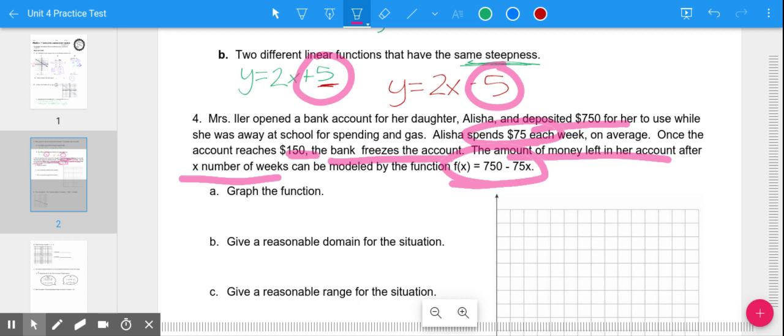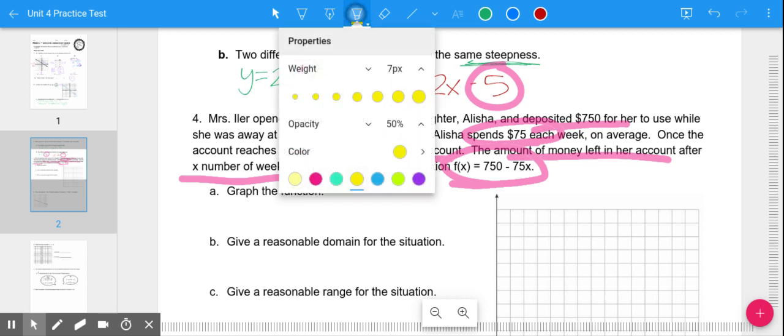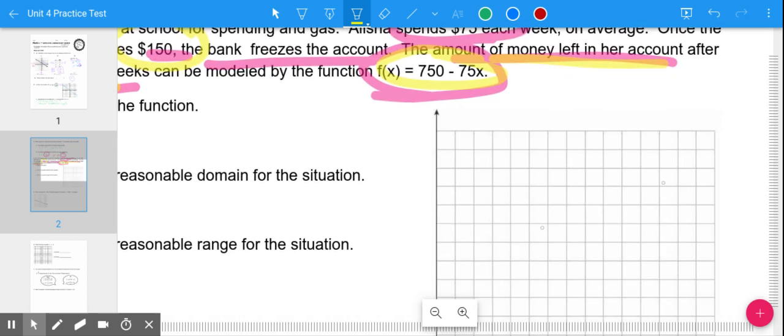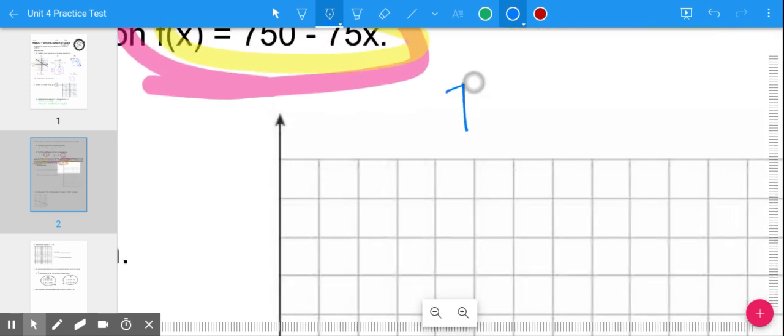So our first step is to graph this function. A couple of key things I want to point out before we start graphing. First, this is our function, 750 minus 75x. One of those is my slope and one of those is my y-intercept. The amount of money left in her account is going to be important, and after x number of weeks. And if it freezes at 150, we know that this graph is going to stop.